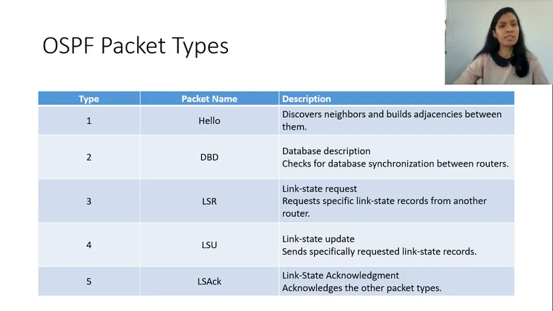Next is a database description packet. The database description packet is used to check for database synchronization between the routers. Using the database description packet, the routers are going to send the topology table that they currently have to other routers.